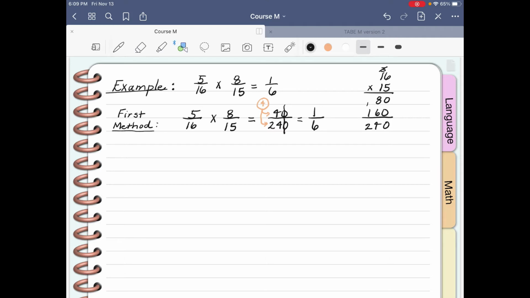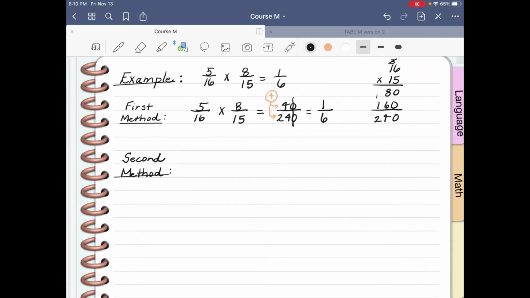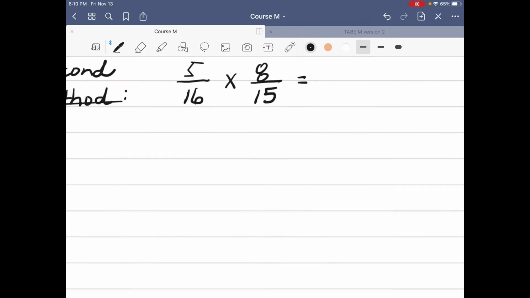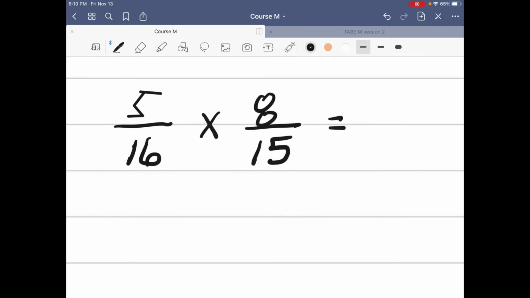This is not the method I prefer. The second method involves a process called canceling. And this is that shortcut I was talking about that some of you may already know, depending on how you learned your fractions. So let's look at the second method. It's the same problem, 5 over 16 times 8 over 15. And I'm going to zoom in. I want you just to focus right here.